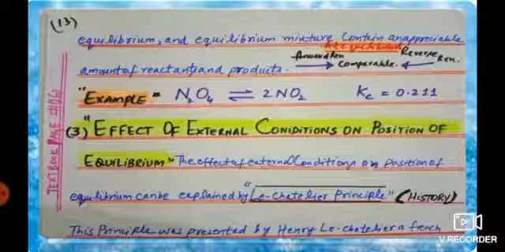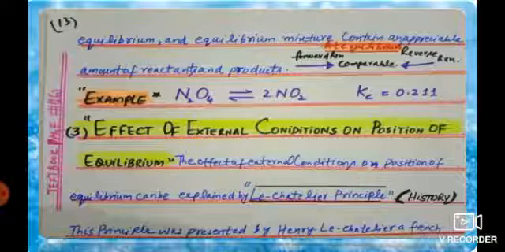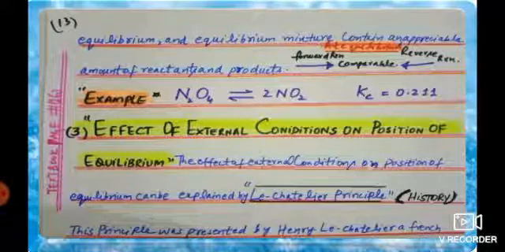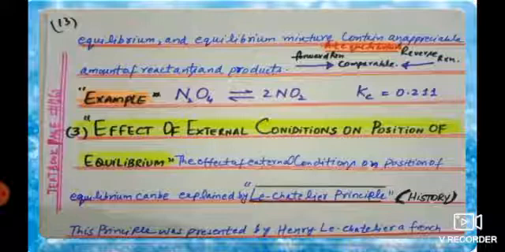but they are in comparable amounts, means they are in competition. The forward reaction takes place as well as the backward reaction takes place, and both the reactants and the products are present in the equilibrium mixture, and this shows an equilibrium stage. Now the example for this is also provided, like nitrogen tetraoxide, when it decomposes it gives 2 moles of nitrogen dioxide. The Kc value is given as 0.211, which is neither very small nor very large.